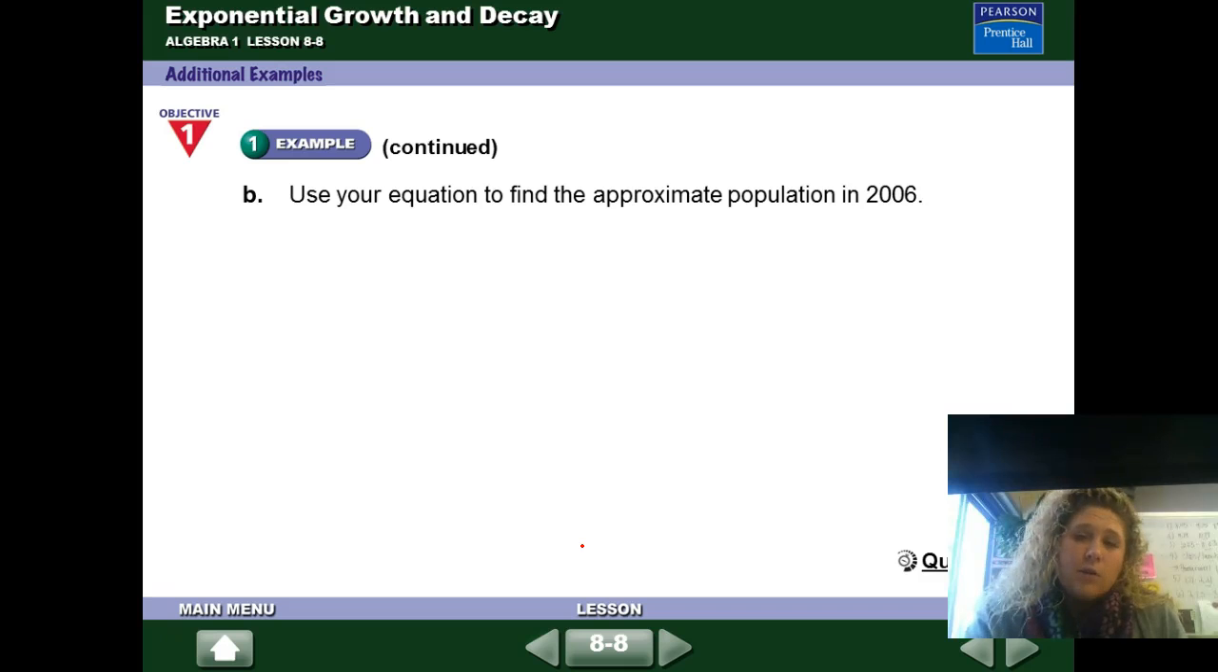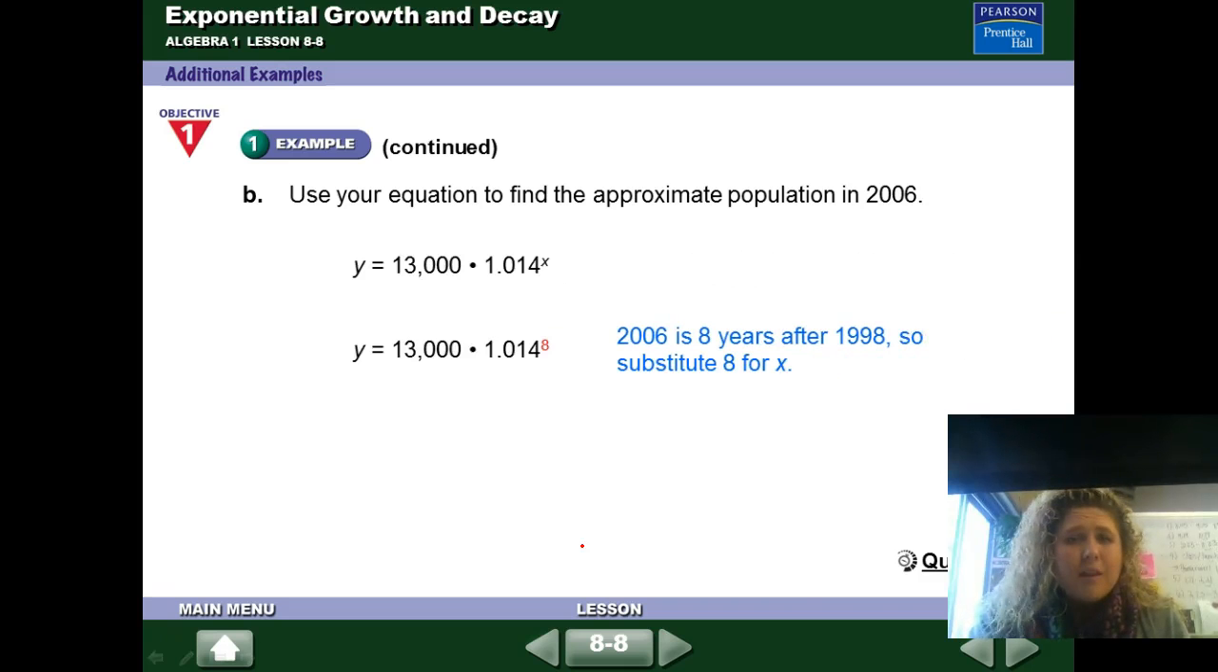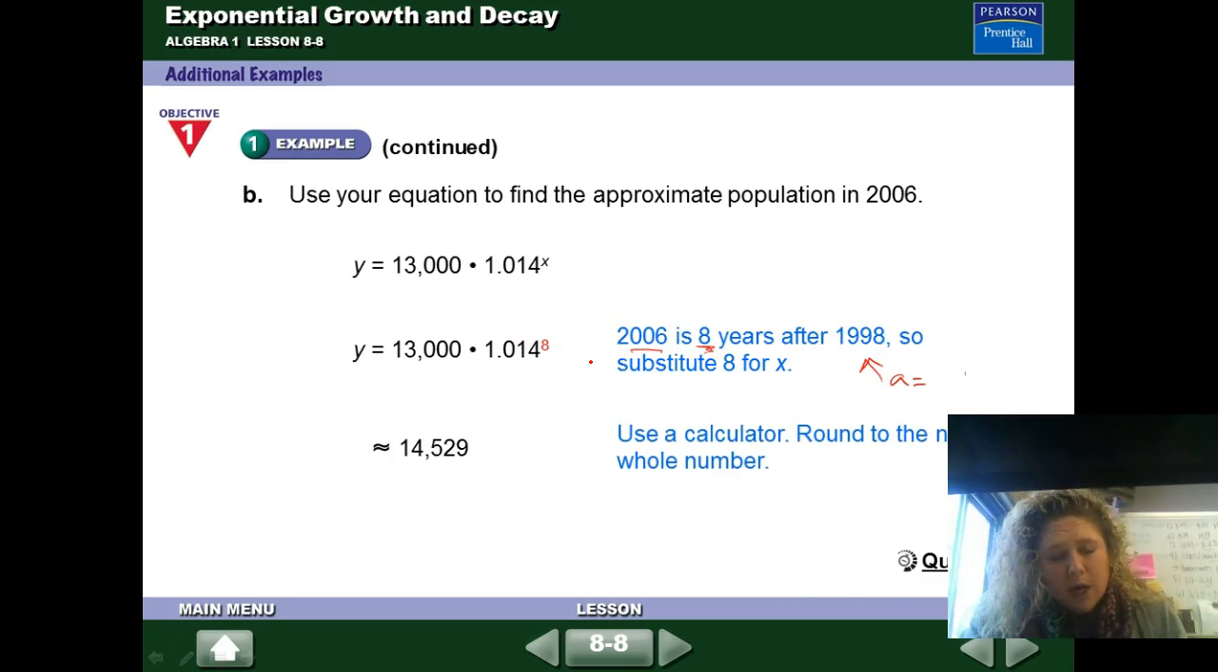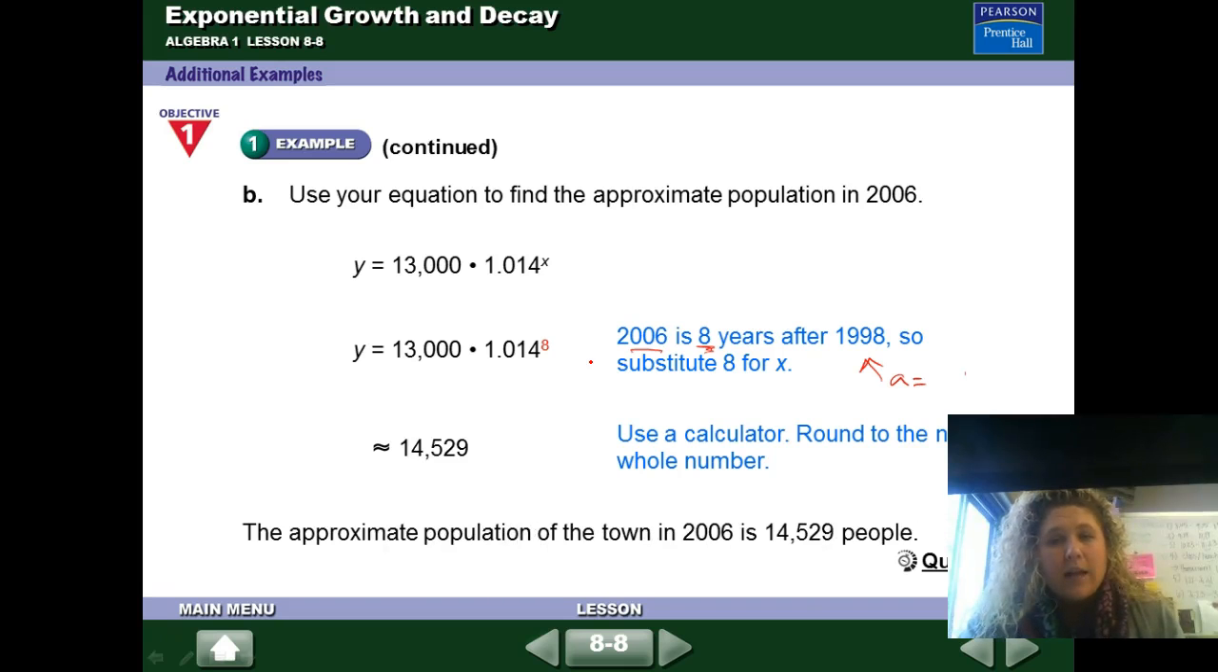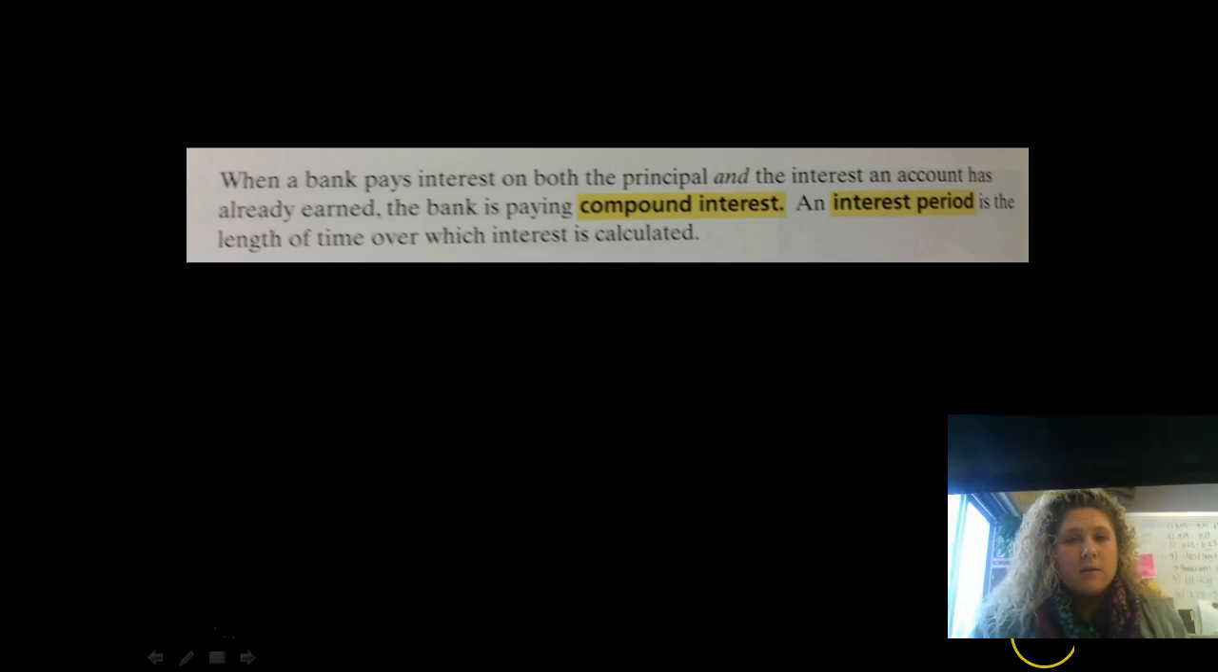So this next part says what it would be in 2006. Take that formula that we just found, and we're going to plug in 8. Now, why do we plug in 8 here? The reason we plug in 8 is because 2006 is 8 years after 1998, and this was my A value, and that's what was my first amount. So we plug in 8 for my X, solve it all out, we get approximately 14,529, so we know that it's approximately the population in 2006.